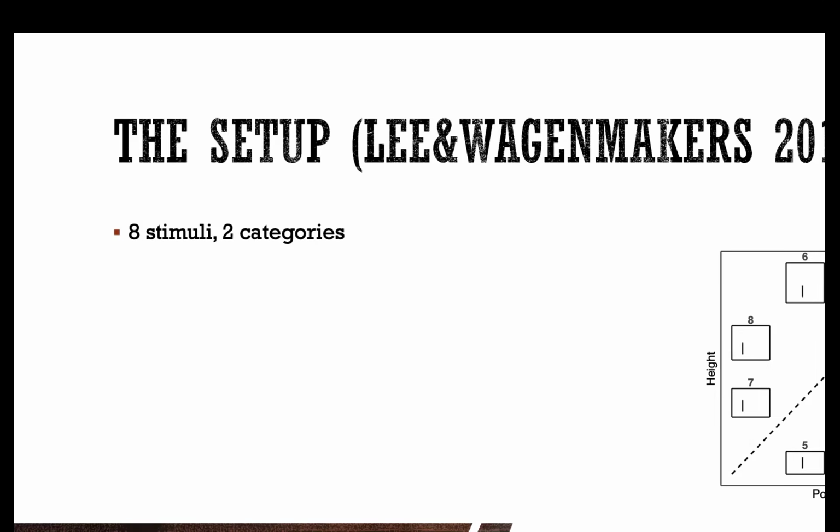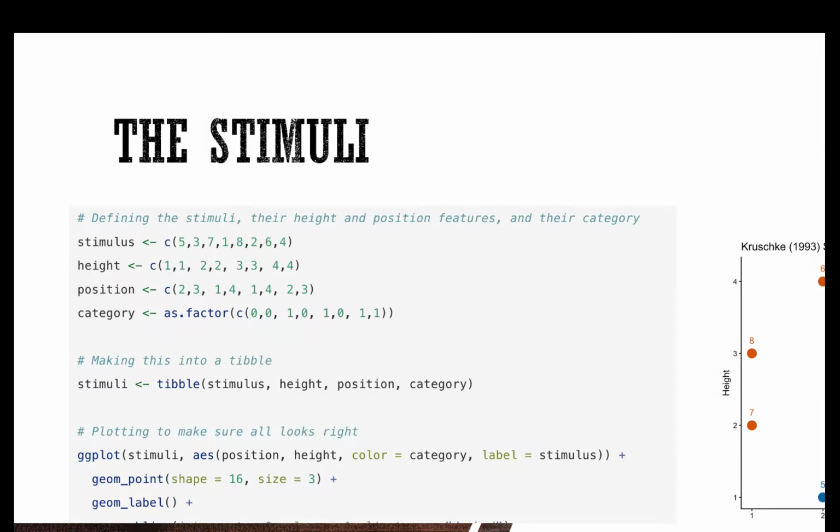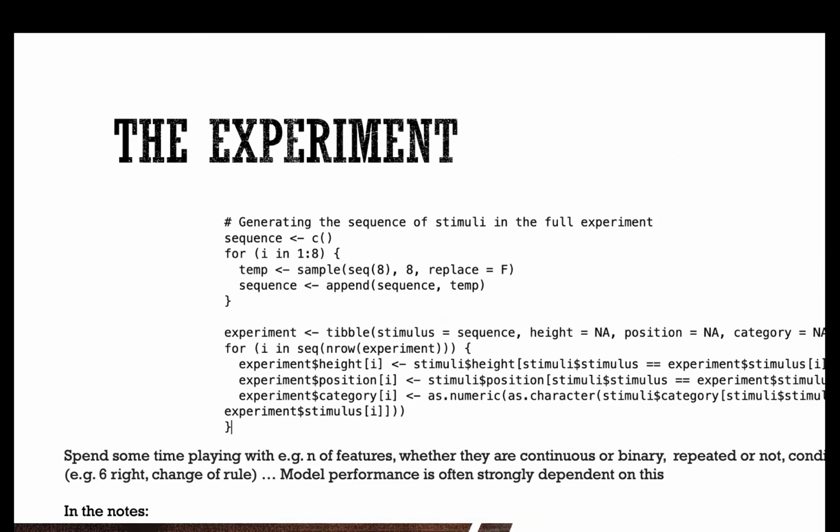And there's 8 stimuli, 2 categories, and in the original experiments, each of the 8 stimuli is presented 8 times to the participant by taking the sequence, shuffling it, presenting it to the participant, shuffling it, presenting it to the participant, and so on and so forth. Here is some code just to redevelop that. We don't need to go through the code. It's just defining the height values and the position values, and the code that I used to generate the experiment.